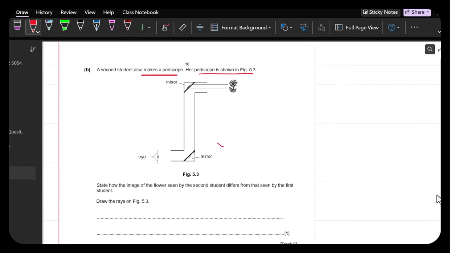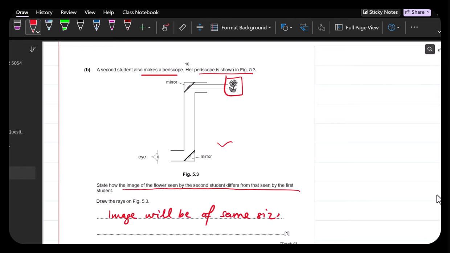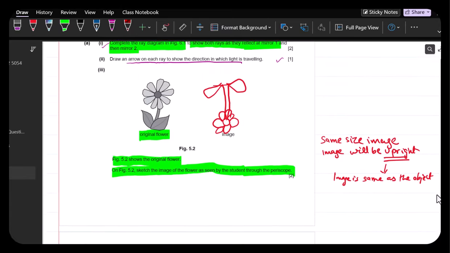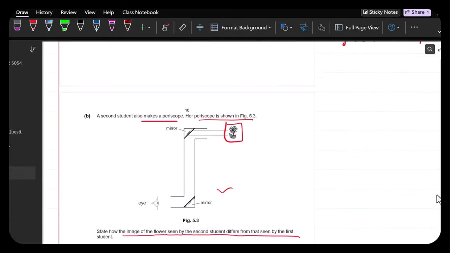It's a little different. So state how the image of the flower seen by the second student differs. Here it will be the same size as the object, same size of image will be there, but it will be upright. So I will be writing here: image will be of same size. Even here the image is of same size, but it is going to be upside down. So we are done with this.